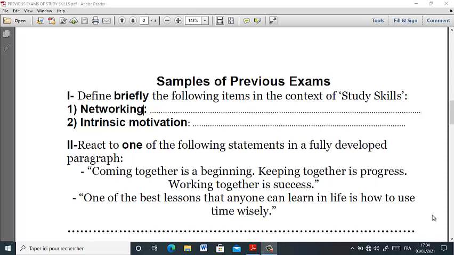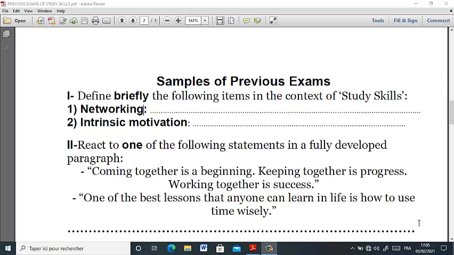Alright? For example, instead of intrinsic motivation, you may be given extrinsic motivation. And instead of networking, you may be given to define time management or teamwork or any other items in your courses. Alright? So here you have to pay attention and you have to revise all the definitions you have. Okay? So in general, approximately you have 2 to 3 items to define.